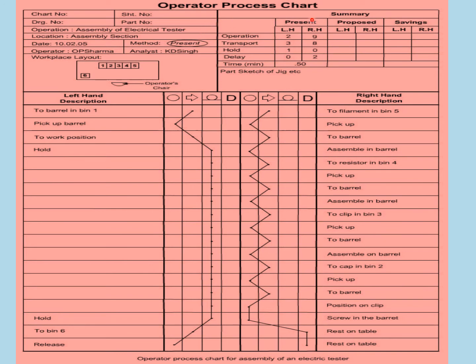These are the operator process charts that we have already discussed. This is the operation, transportation, operation on hand. This is the delay, storage, transportation, to barrel in bin, pickup barrel, traveling. These are the operations. Again, operation, movement. It is the application of left hand, right hand.